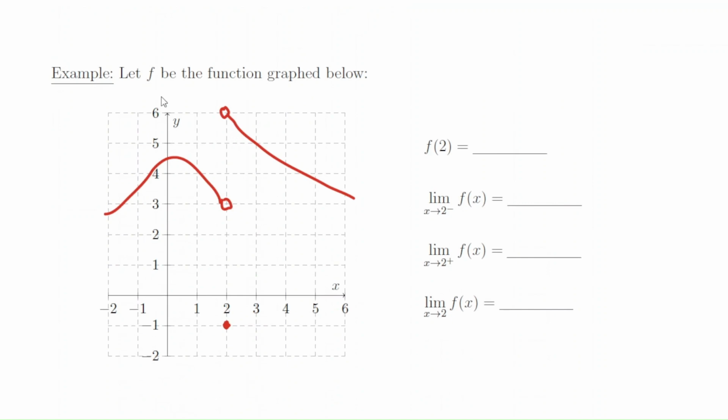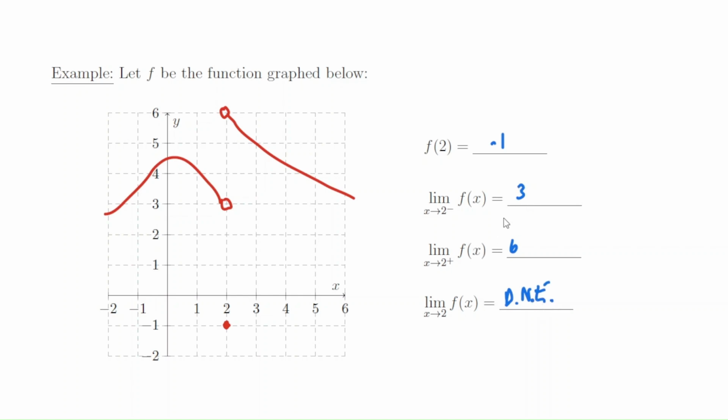Okay, let's look at one more function here. Let f be this function. Okay, what is f of 2? Well, notice f of 2 is down here at -1. Okay, what is the limit as x approaches 2 from the left? And again, this is positive 2, but we're approaching from the left. Well, as we approach 2 from the left, our outputs are really close to 3. They're approaching 3, so we get 3. As we approach 2 from the right, though, our outputs are approaching 6. And so what about the ordinary limit, the two-sided limit? Well, again, this limit does not exist because the left and right-hand limits are not the same.